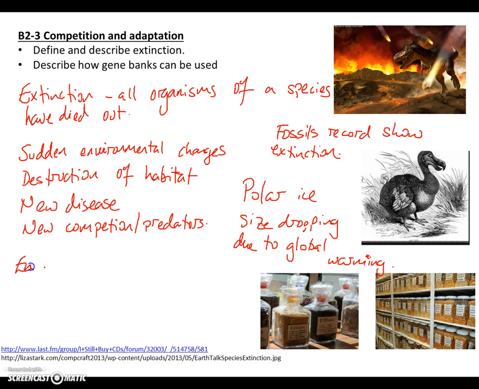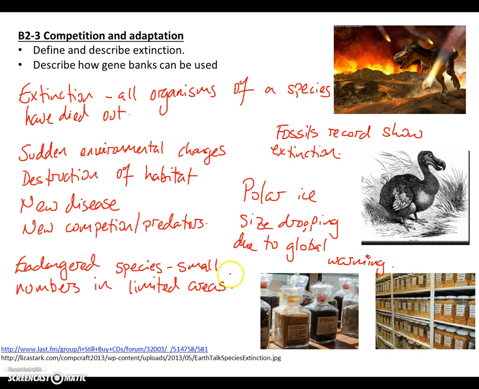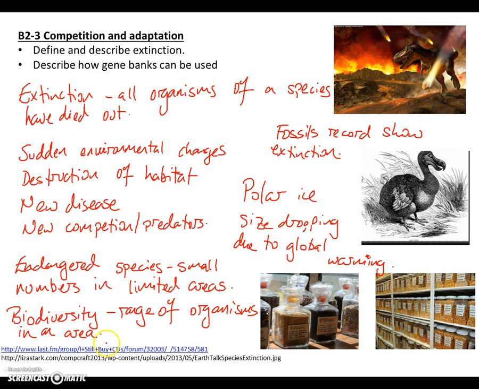So endangered species have very small numbers in limited areas, and are likely to go extinct in a relatively short time as the numbers continue to drop. The problem with this is biodiversity drops, and for a healthy ecosystem you need good biodiversity, so a range of organisms in an area. For a healthy ecosystem you want high biodiversity, so all those food webs are nice and strong, and there is lots of competition for the resources within that area.